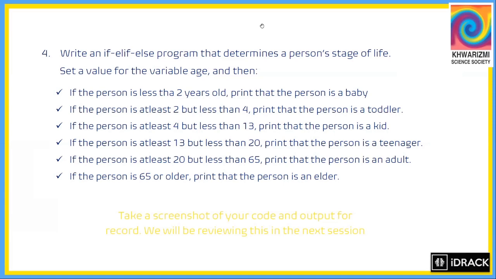At least 13 and less than 20 would be a teenager. At least 20 and less than 65 would be an adult. And if the person is 65 or older, you're supposed to print that the person is an elder. I would really recommend that you do this exercise because it's going to give you a good feel of how you can combine all of these statements and also use the AND and the OR operators. Writing this one script would be a very good exercise to cover all that we've done in today's lesson.